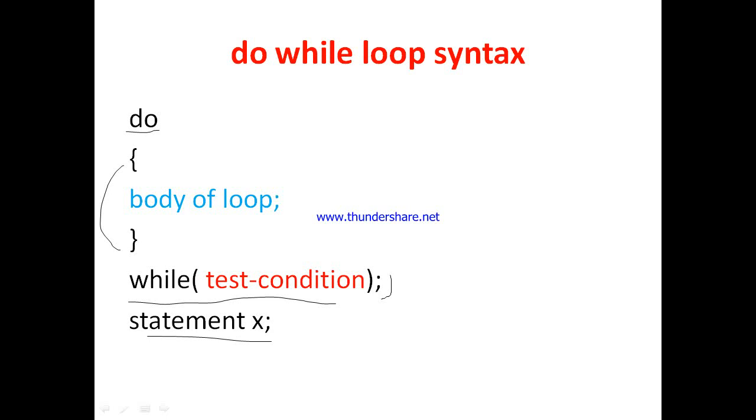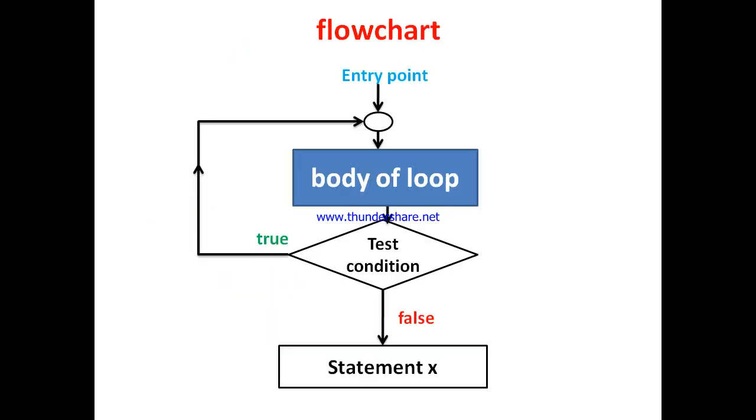Now at the entry point, the body of the loop is executed. After execution of the body of the loop, the test condition will be checked. If it is true, then again the body of the loop is executed. Then again the test condition is checked. If it is true, again the body of the loop is executed. This process is repeated as long as the test condition is true. But when the test condition becomes false, the loop is terminated and directly statement X is executed, which is present outside of the body of the loop. Now let us understand the flow chart.